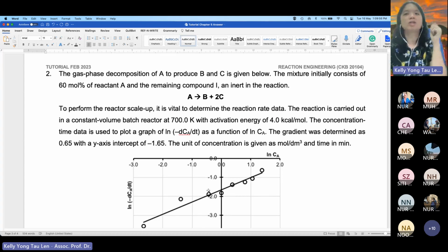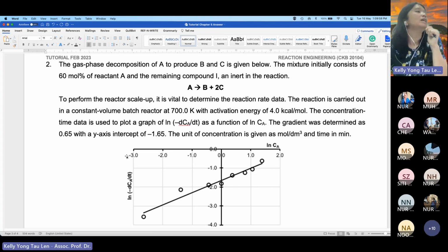Right, so I go to the next question. Okay, the gas phase decomposition of A to produce B and C is given below. Okay, so the gas phase reaction, 1A menghasilkan 1B dan 2C.